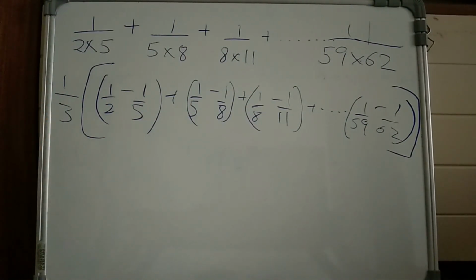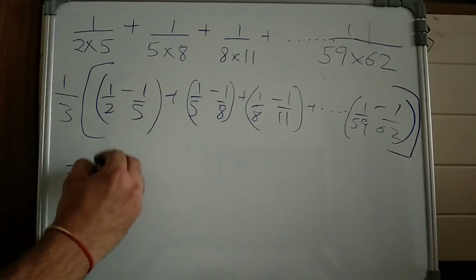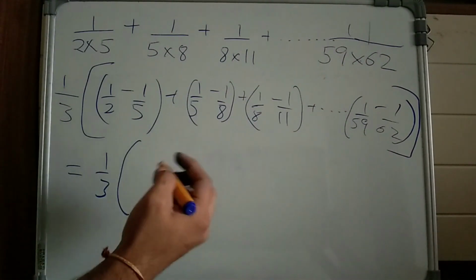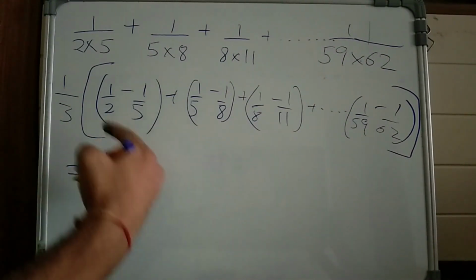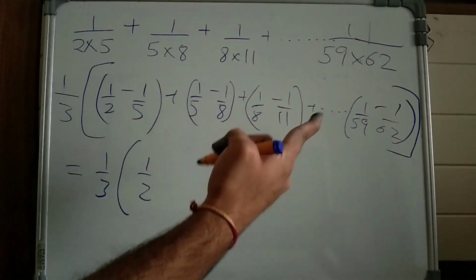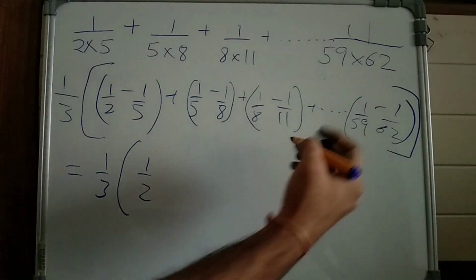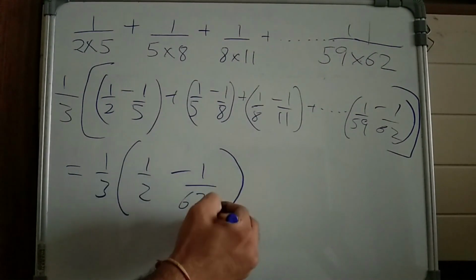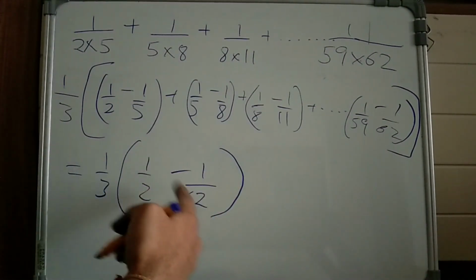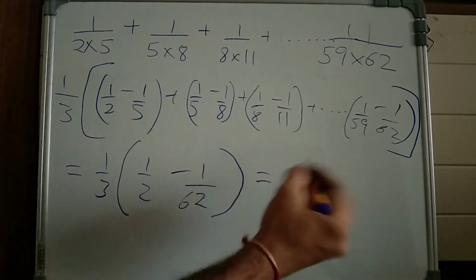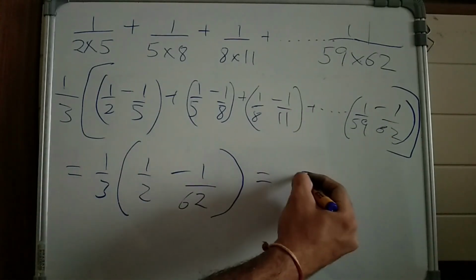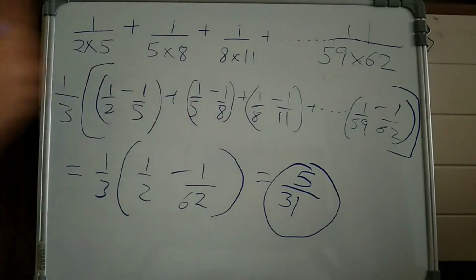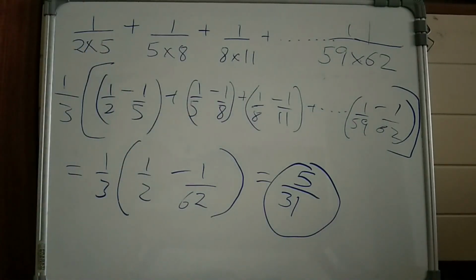Now this question becomes very easy. Now this is 1 by 3 and everything will cancel with each other. The only thing which will remain is 1 by 2 from the first term, and minus 1 by 62 from the last term. Okay, and if you solve this, this will be nothing but 5 by 31. So 5 by 31 is the answer to this series. Let's see the next series.